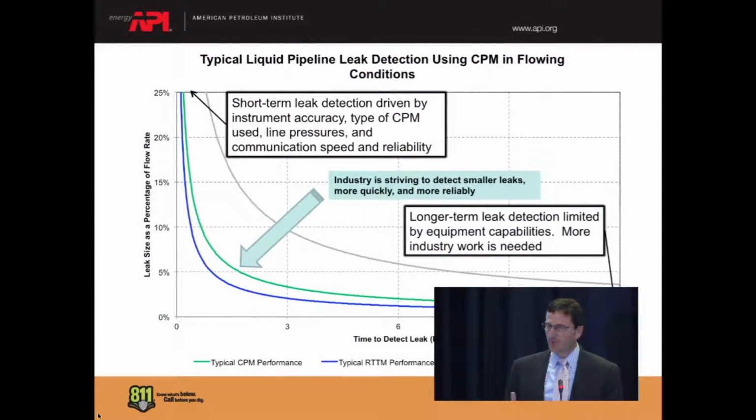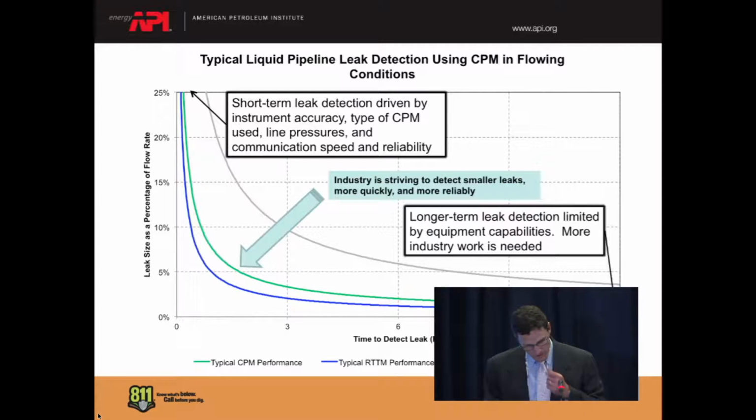So I won't spend a lot of time on this curve, but the engineer in me would love to spend some time talking about this with you. But essentially, I'll just let you know that this is a performance curve of a typical CPM system, these computational pipeline modeling systems for a control center. On the vertical axis, you have the leak size. On the horizontal axis, we have leak duration.